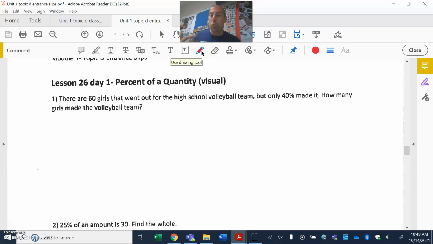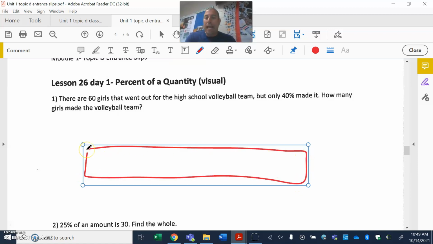What you saw in your notes from last night is that we were setting up the visual so we could figure out percent of a number. It was always a rectangle, with 0% on one side and 100% on the other side, because remember, percent's out of 100. So if we get to the whole amount, there we are. And then whatever we were talking about went on the top. This time we're talking about girls on the volleyball team.